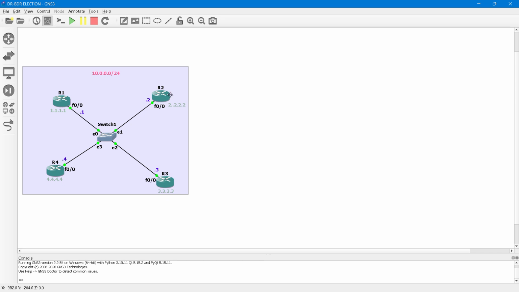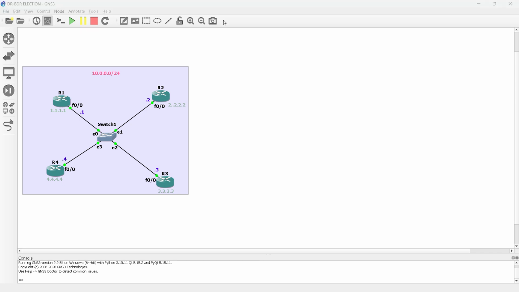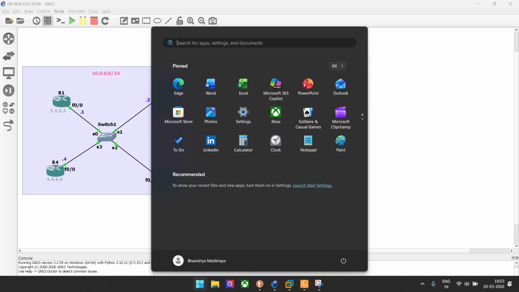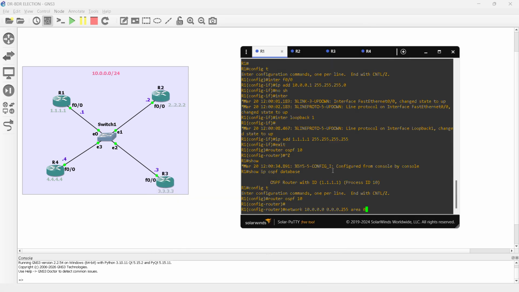After that, as R2 has the second highest router ID, R2 will become BDR, and as R1 has the lowest router ID, it will become DR other. Right? So let us see. I've already given the command, you just have to hit enter. Okay, so let the competition start.